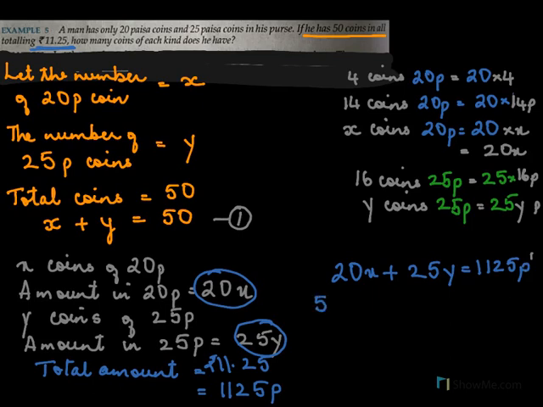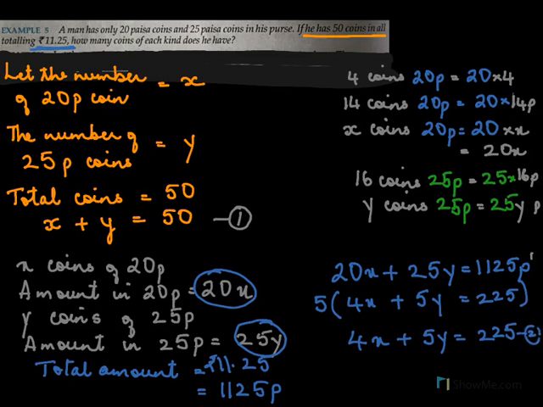From here we can take a common factor out. Here we will take 5 common. So 20 divided by 5 will be 4x, 25 divided by 5 will be 5y, and 1125 divided by 5 will be 225. Now since we have taken 5 common, we can ignore it. So the next equation is 4x plus 5y equal to 225. This is equation 2.